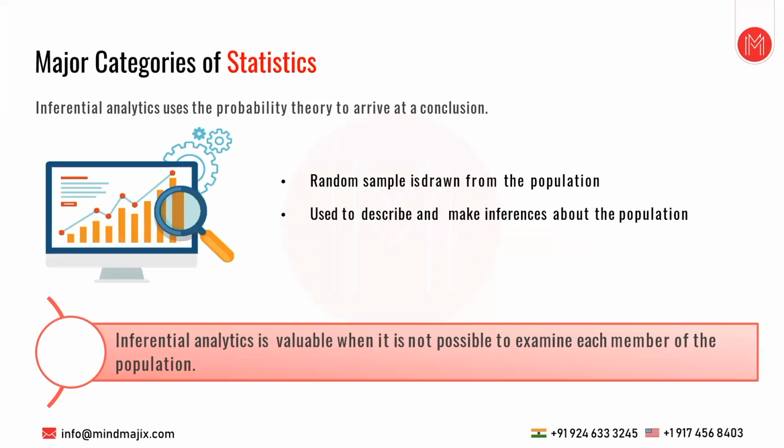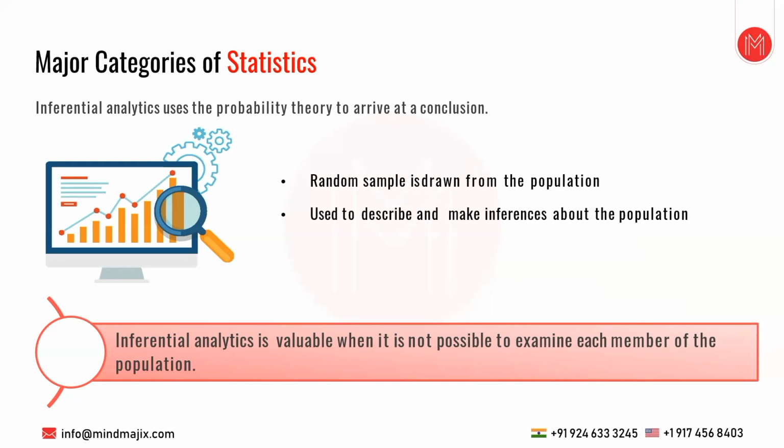The field of statistics is divided into two major divisions: descriptive statistics and inferential statistics. Each of these segments is important and offers different techniques that accomplish different objectives. Descriptive statistics describe what is going on in a population or a data set. Inferential statistics use probability theory to arrive at a conclusion. A random sample is drawn from the population and used to describe and make inferences about the population.